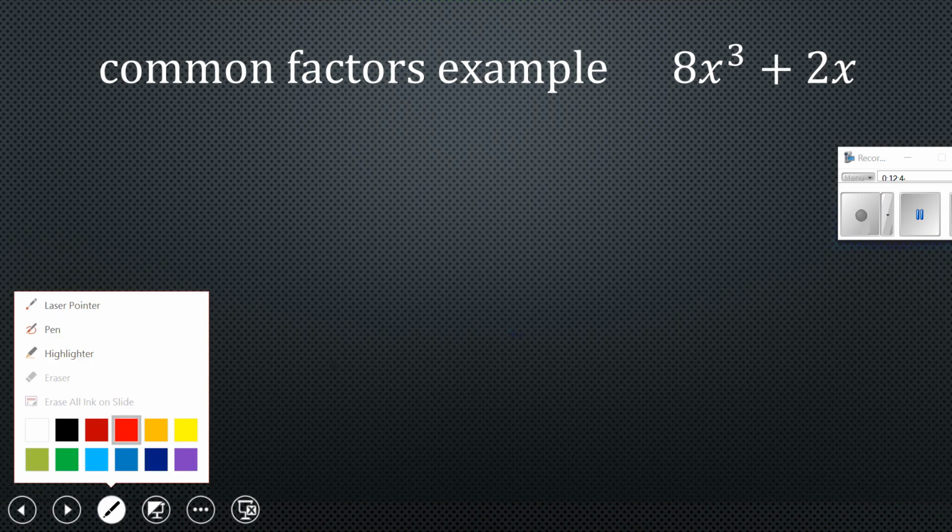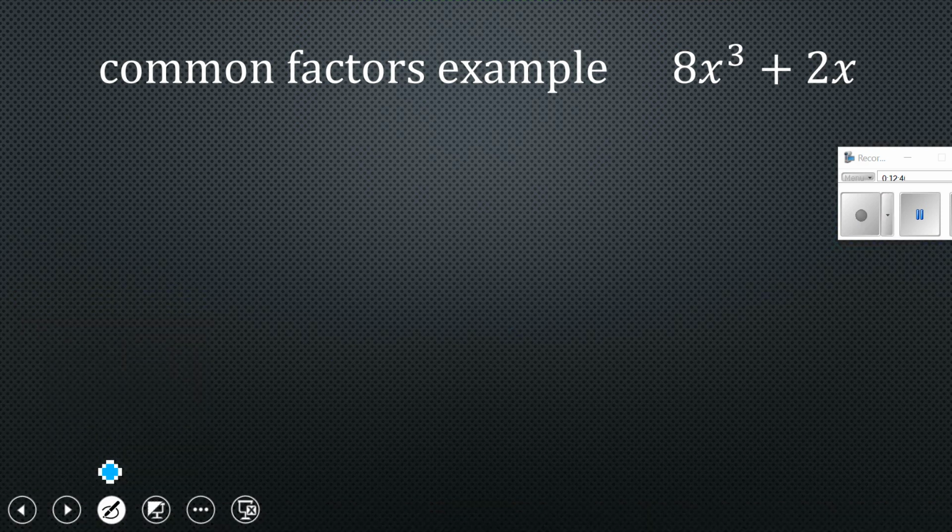Okay, in this example here, I've got 8x cubed plus 2x. Notice this does not have ax squared plus bx plus c form. This is just the ax squared plus bx form. And whenever we have this, we're going to have an x in common between both of these.